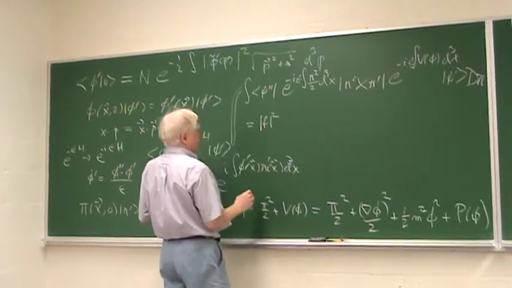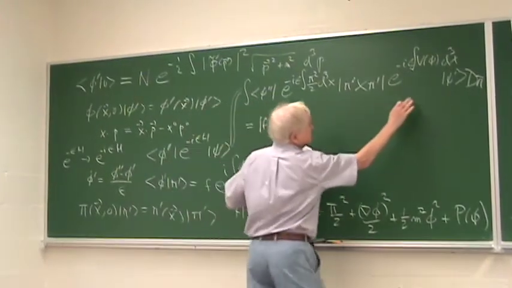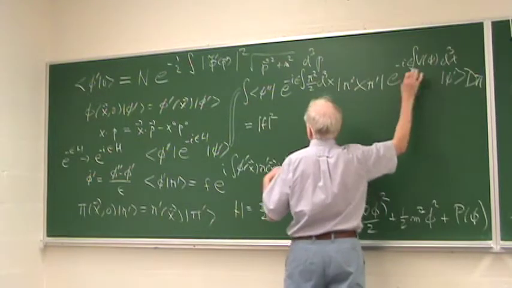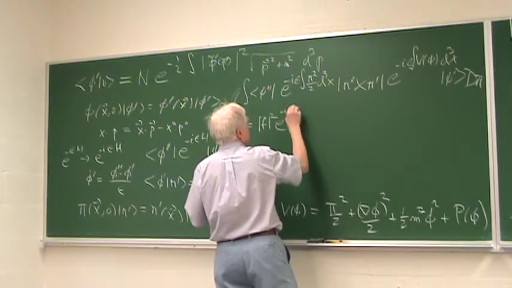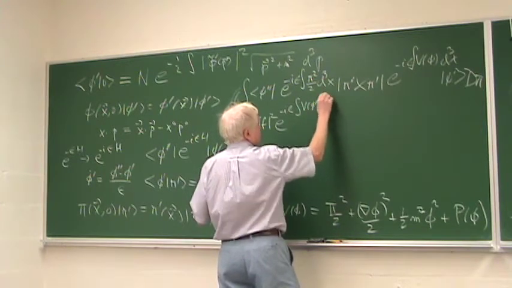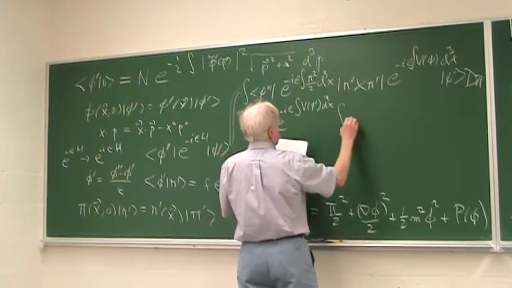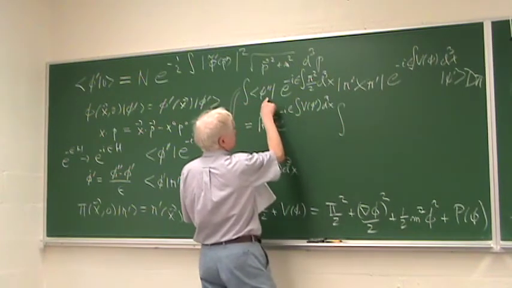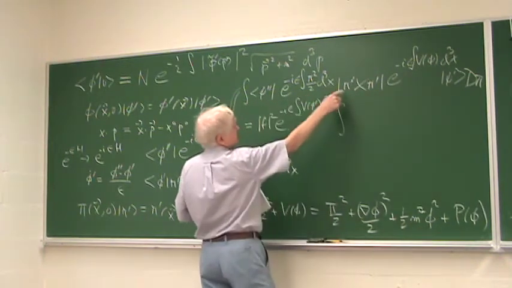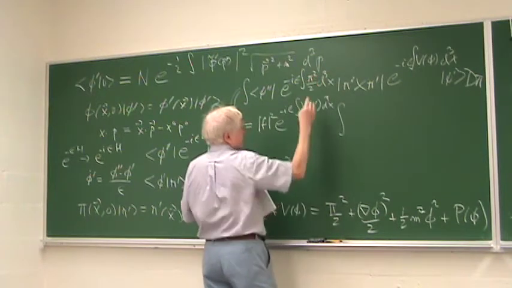What is this? This then is F squared, the fudge factor squared. This is an eigenstate of this field operator, because it's just V of phi. So we have e to the minus i epsilon integral V of phi prime d cubed x. That comes right out. And then what's left is the inner product of this with phi prime with this, and this is an eigenstate of pi, so you get pi prime squared.